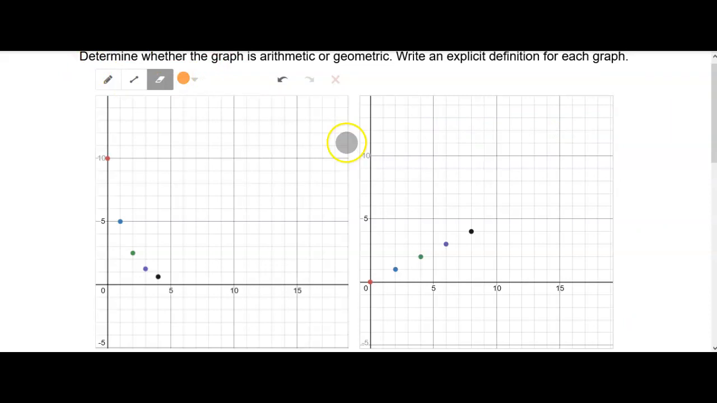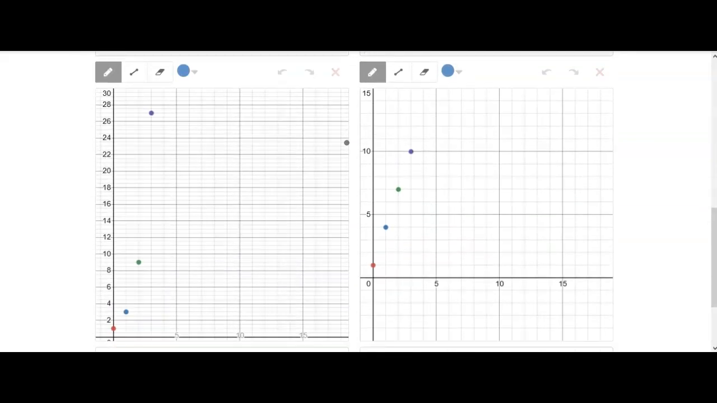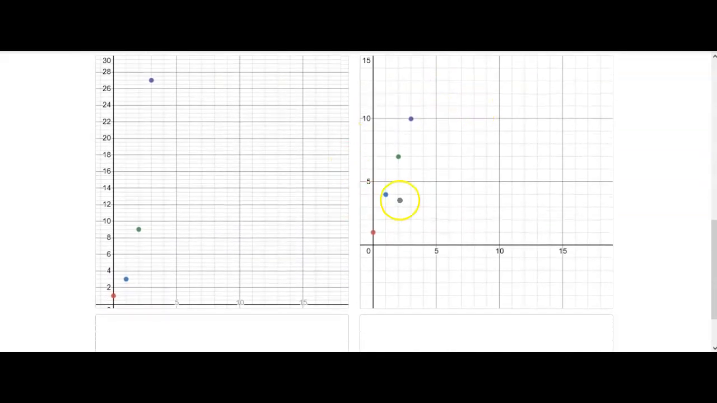Okay, so we are going to scroll down a little bit, and what I want you to do is see if you can figure out whether it's arithmetic or geometric, and we're looking at this one this time, and I want you to see if you can figure out what the function notation is for this equation right here. All right, so you should be able to look at this and tell that this is linear because it's a straight line. So that means that we're going to be doing the y equals mx plus b.